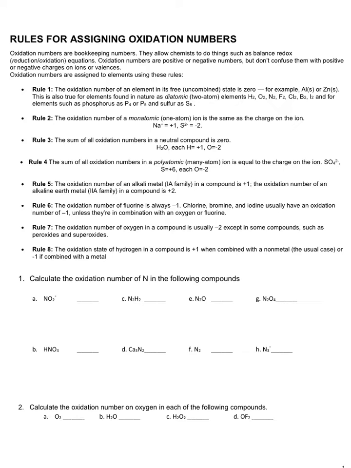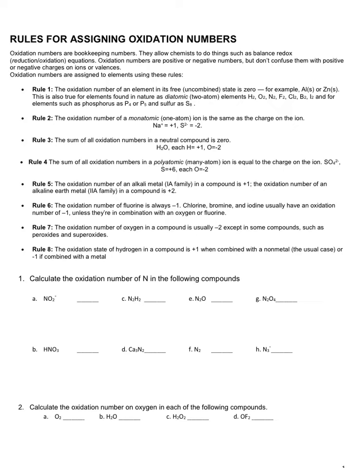Don't confuse oxidation numbers with charges. When we're talking about covalent molecules, there's no such thing as a charge on any of the atoms. These oxidation numbers are fictitious numbers that we assign to the atoms. They're just helping us see what electron transfer might be taking place. So here are the rules.